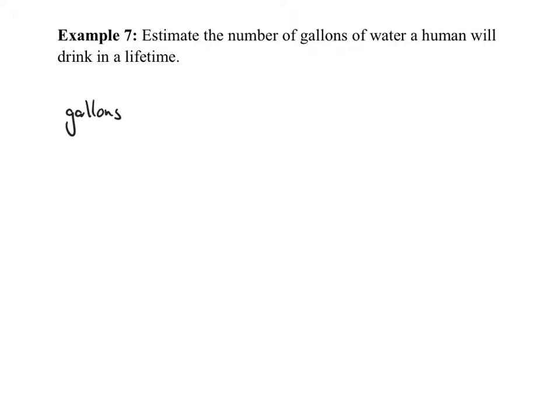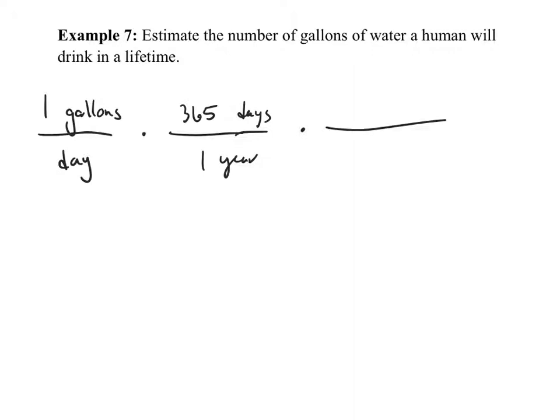So Eduardo said that we assume 1 gallon of water drunk per day. That's a good starting point. Continue. Then we said 365 days per 1 year. And then we made another assumption. The average human lives around 80 years per lifetime.